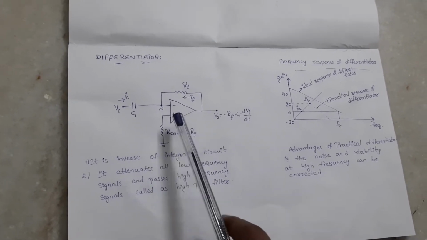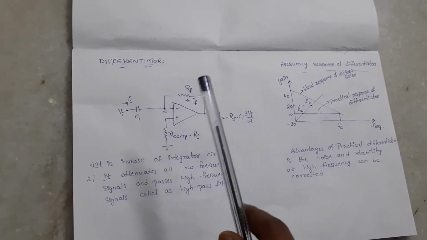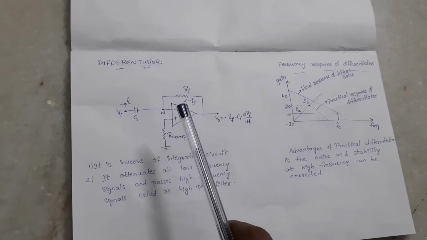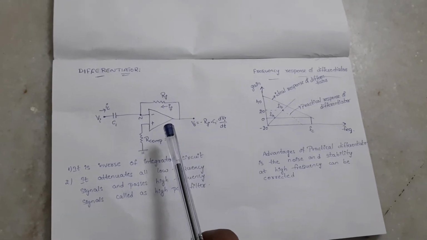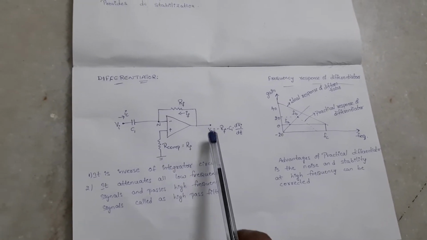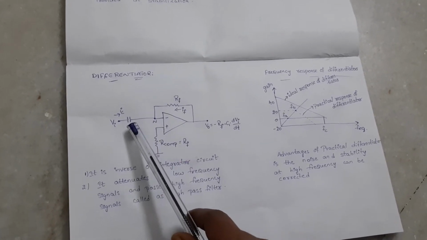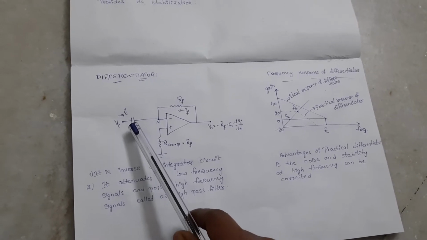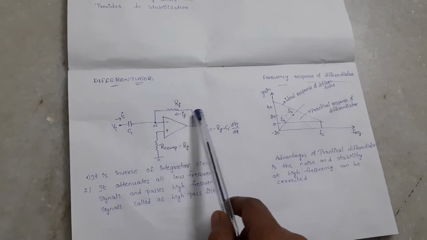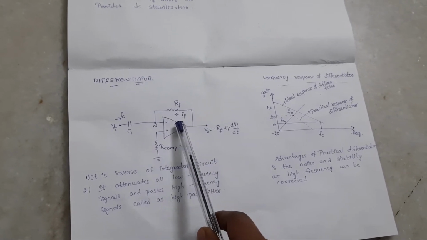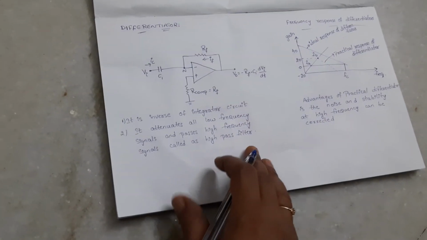So this circuit attenuates all the low frequencies and passes only the high frequencies. That's why we can say that the differentiator circuit is like a high pass filter. See the figure here. The input is connected through this capacitor C1 and we are naming the current as IC, and the feedback is the resistor RF and the current is given as IF. Now we shall see the mathematical part of this.